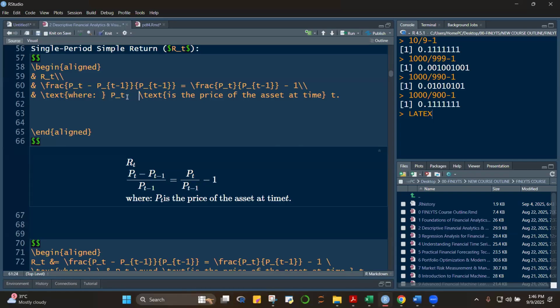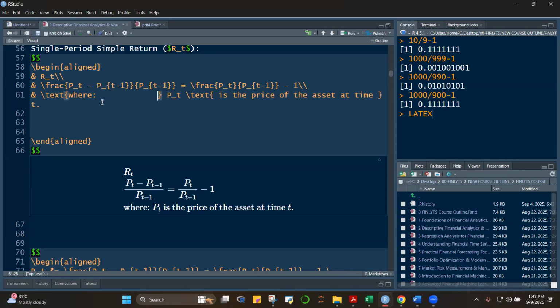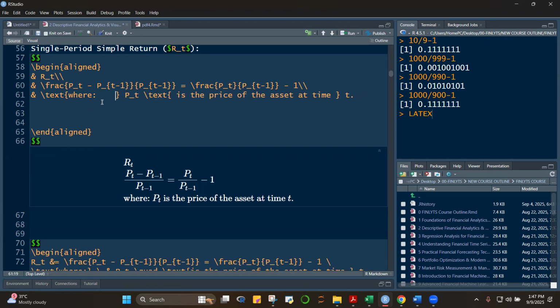Putting a space here will not create the space between P sub T and is. So you put it inside the text. P sub T is the price of the asset at time, space, T. There you go. So it's now clearer. Can you add another space here? Let's see if it will accommodate another space. No more. You can include several spaces there, it will not change. So you're only allowed one space inside the text, before and after.